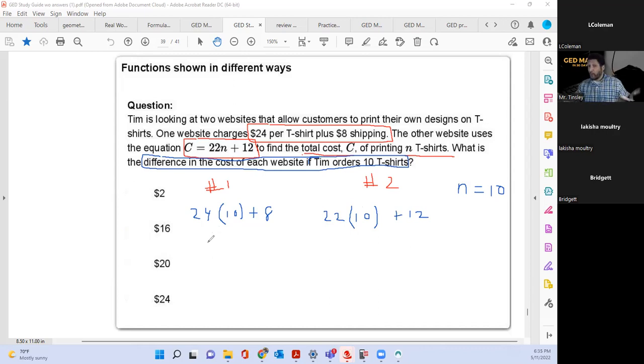So hold on. Let's pause. Mental math. So you're telling me, hold on. We pausing.